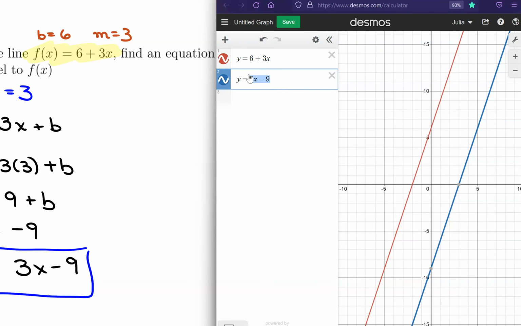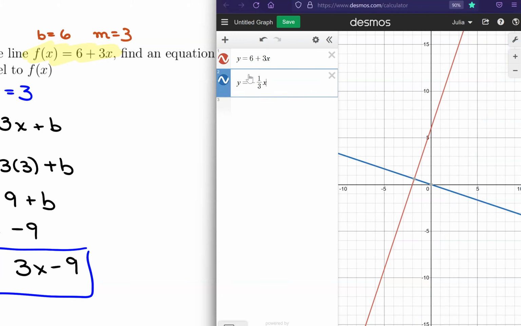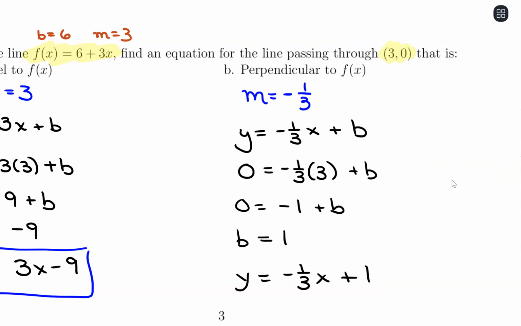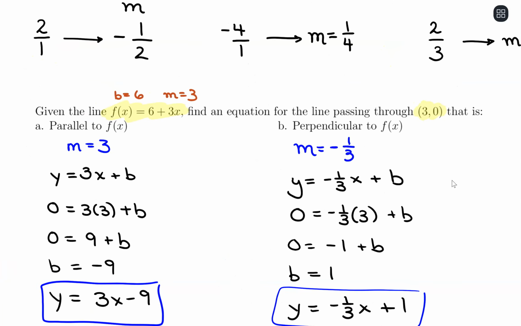So -1/3 x plus 1. You're just going to have to visualize this as best you can. It's harder to see perpendicular lines, but roughly they should be intersecting at a right angle. And for the equation I just typed in, I want to check that the coordinate (3, 0) is there. This is looking fantastic. So that would be our answer for a perpendicular line. So, parallel: same slope. Perpendicular: opposite reciprocal slope.